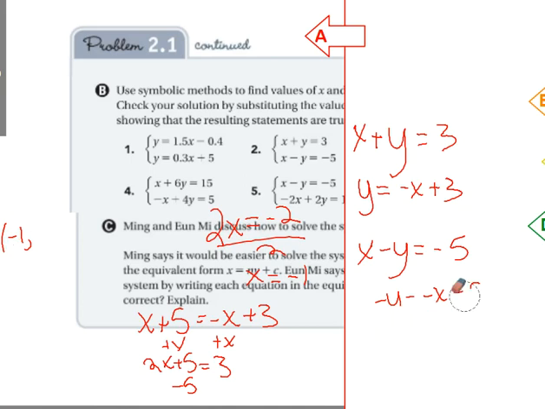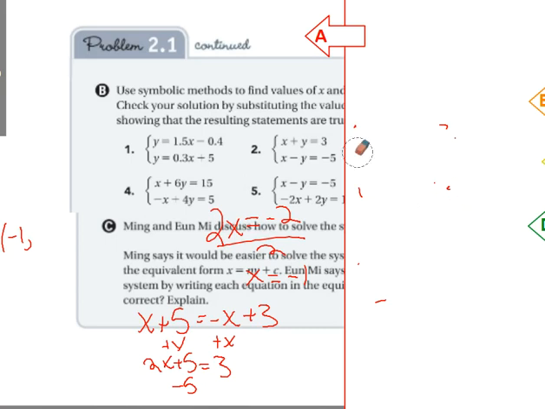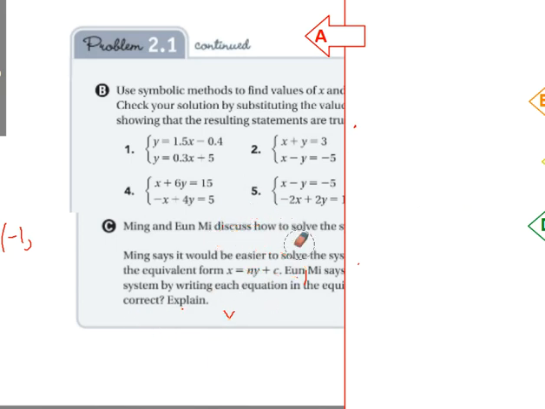And to find y, we have to substitute the value of negative 1 into the equations. So first, I'll use the first equation. So we have negative 1 plus y equals 3, and then we add 1 to both sides, so we get y equals 4. So we have negative 1 comma 4.